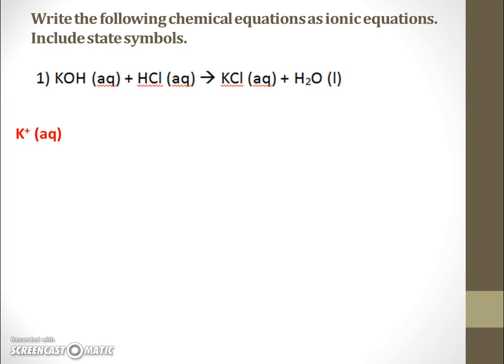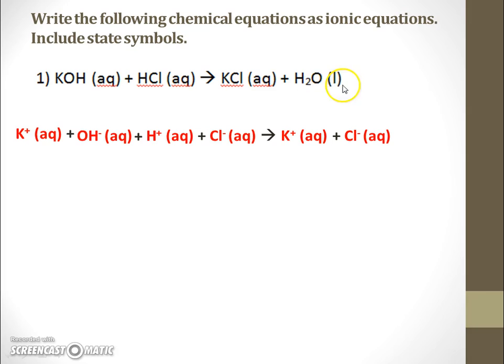So KOH(aq), the ion will be K+ aqueous. And then we have hydroxide, aqueous, and HCl is in aqueous, so we got to break it up as well. So we get H+ and Cl-. We put an arrow. We have KCl aqueous, so we break it up. Water is liquid, so there's no need.